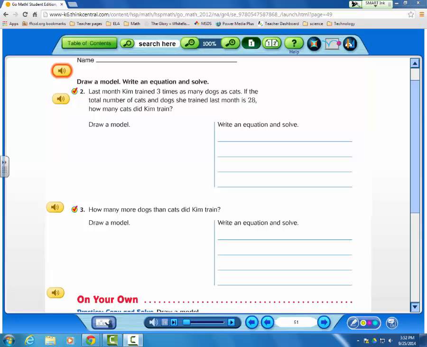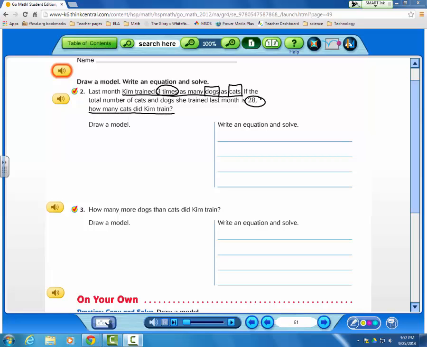It says last month Kim trained 3 times as many dogs as cats. So we're comparing dogs and cats. If the total number of cats and dogs she trained is 27, how many cats did she train?